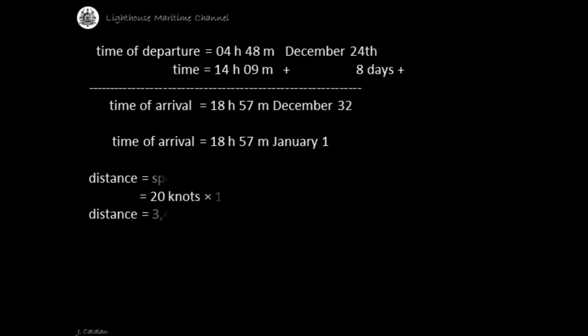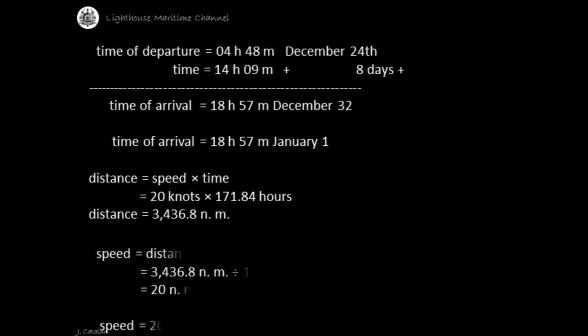Let us pretend that we do not know the distance. The formula for solving distance is: distance is equal to speed multiplied by time. Distribute the value. Distance is equal to 20 knots multiplied by 171.84 hours. The result is distance is equal to 3,436.8 nautical miles.